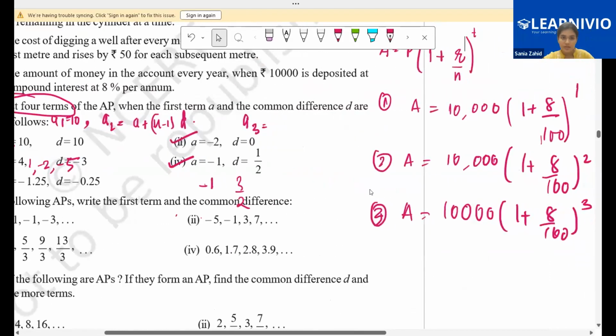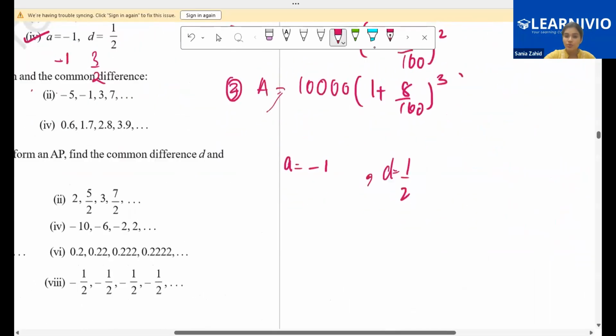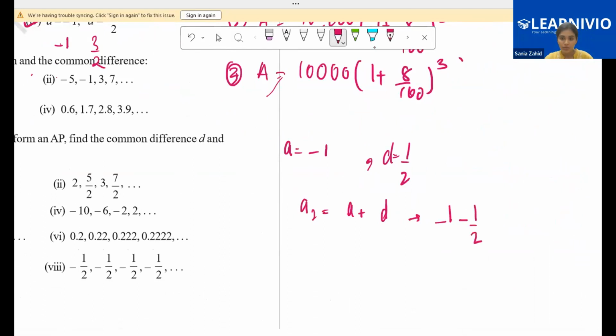Let's check the answers first. The first term is A. So A is equal to minus 1 and D is equal to 1/2, right? So what's supposed to be A2? A2 is supposed to be A plus (n minus 1)D. So (n minus 1)D becomes D only. So what's A now? Minus 1 and minus 1/2 you have to, right? Does this not become minus 3 by 2? This becomes minus 3 by 2.